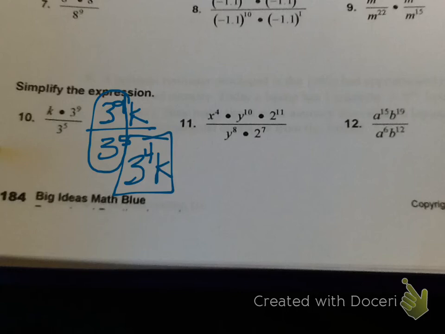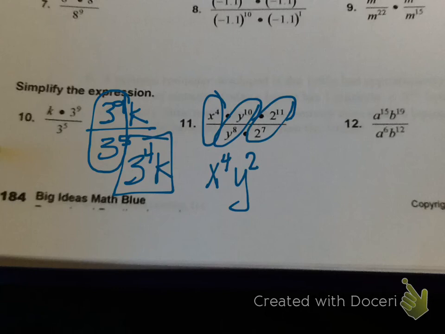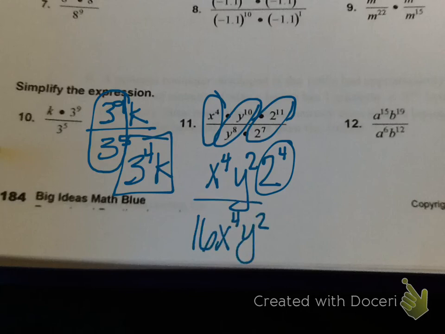On number 11, you want to move straight across. So there's nothing I can do with the x. There's no other x's, so I leave x to the 4th alone. Y to the 10th divided by y to the 8th leaves me with y to the 2nd. And 2 to the 11th divided by 2 to the 7th leaves me with 2 to the 4th. And if you wanted to rewrite this in the most correct way, 2 to the 4th is 16, x to the 4th, y to the 2nd.